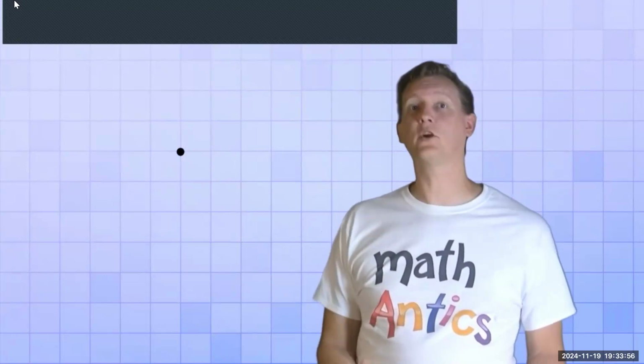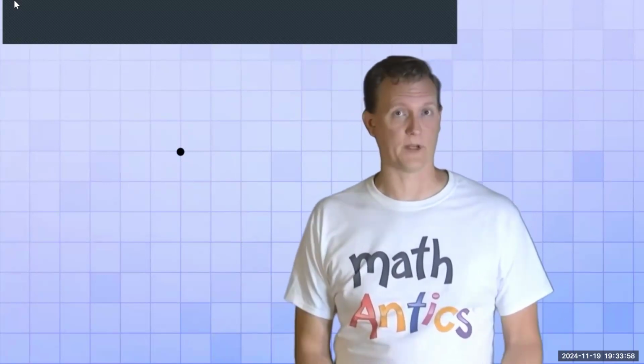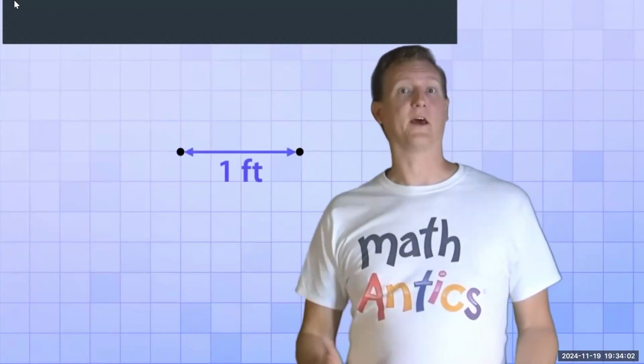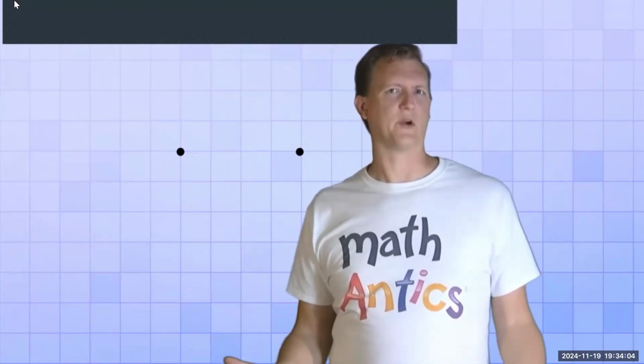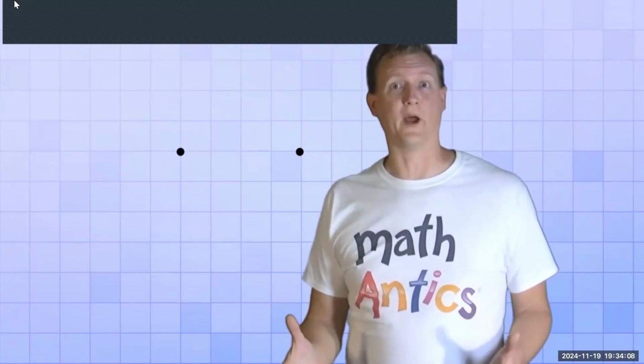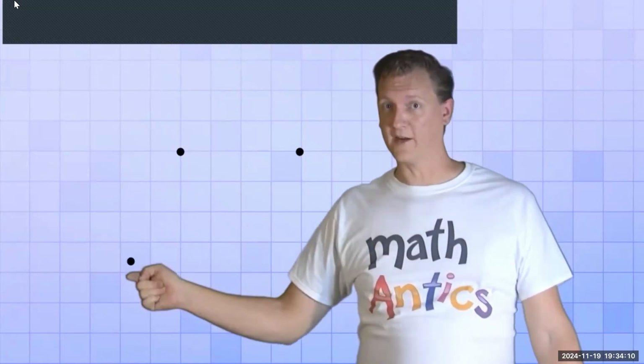So, here's a single point to start with. And now, let's start drawing points that are equidistant from it. This point is a foot away to the right. Now let's make another point a foot away, but in another direction. Let's say up here. Now let's make another one, also a foot away, but in another direction, right here.